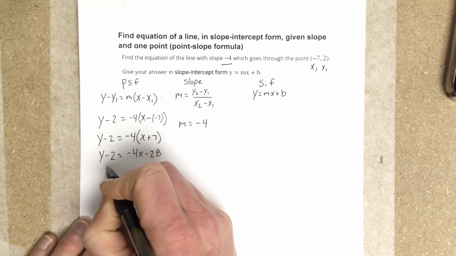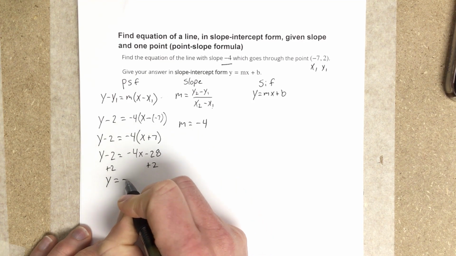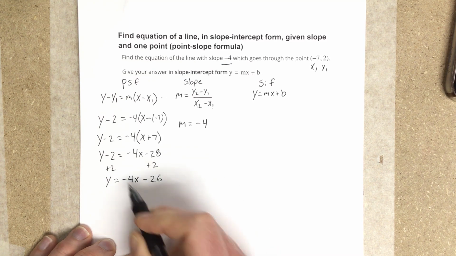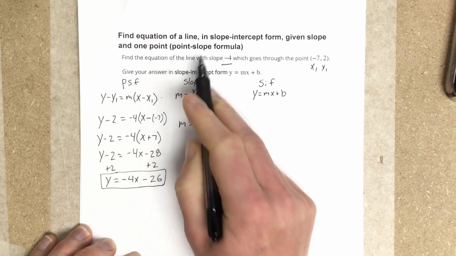And then finally I'm going to add 2 to each side. I get y is equal to -4x minus 26. So this would be slope-intercept form, but using the point-slope equation.